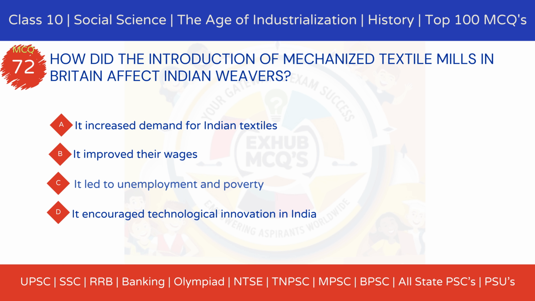Option A. It increased demand for Indian textiles. Option B. It improved their wages. Option C. It led to unemployment and poverty. Option D. It encouraged technological innovation in India.